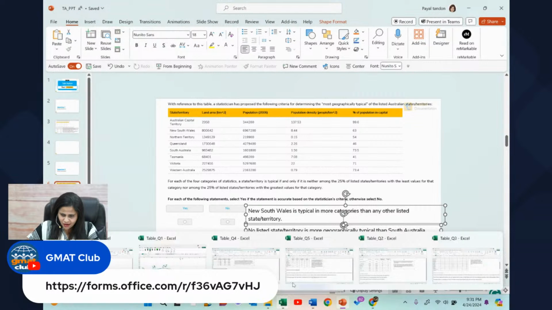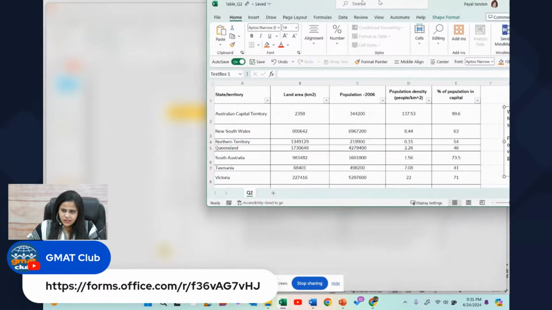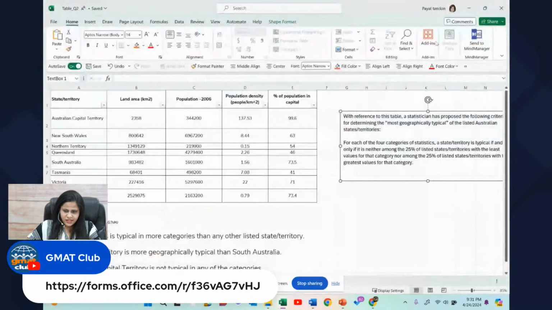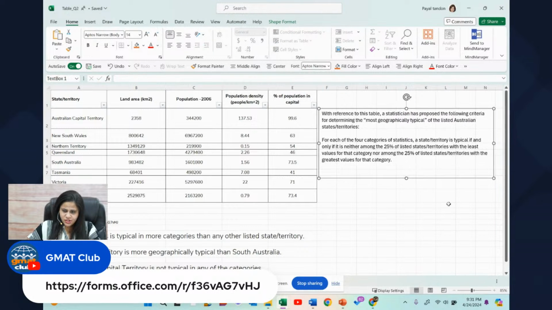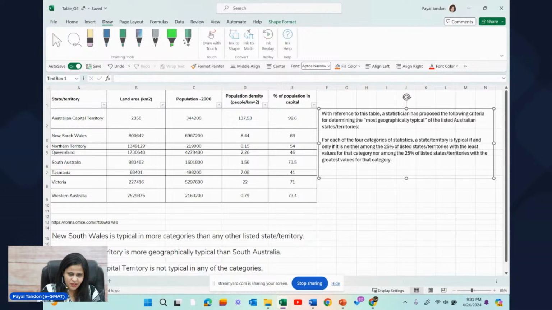So let's get our Excel sheet here. Take question number 2. Okay, there you go. So the first and foremost thing with this question is that you need to be able to translate what does most geographically typical mean. Okay, and I want you to tell me what it is that you understood from this definition of most geographically typical.